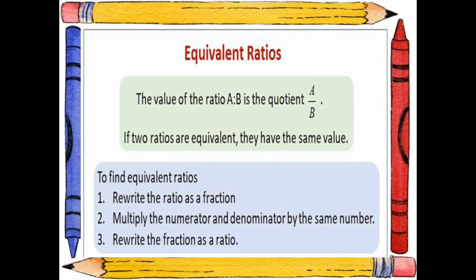Next topic is equivalent ratios. Now students, we know that the value of the ratio A is to B is the quotient A by B, and if two ratios are equivalent, they have the same value. To find equivalent ratios, firstly we will rewrite the ratio as a fraction. After that we will multiply the numerator and denominator by the same number, and in the last we will rewrite the fraction as a ratio. Now let us see this with the help of an example.